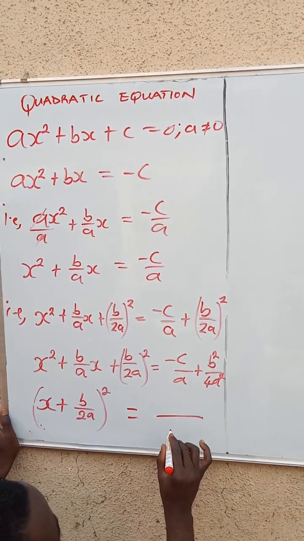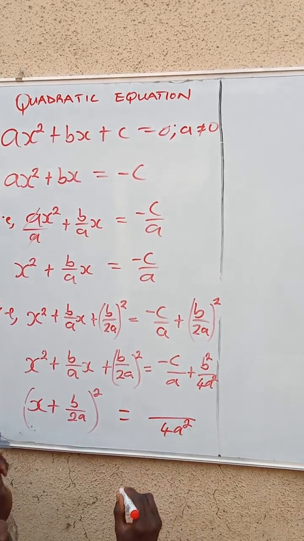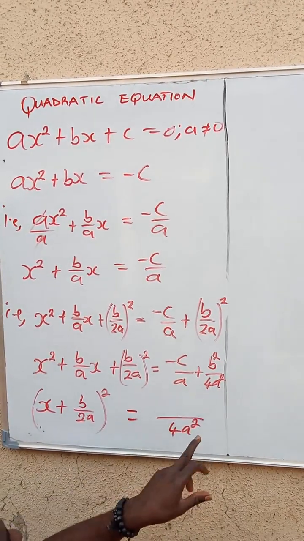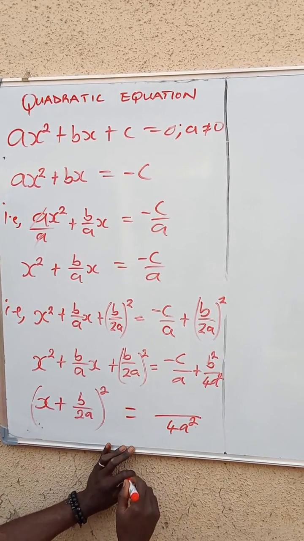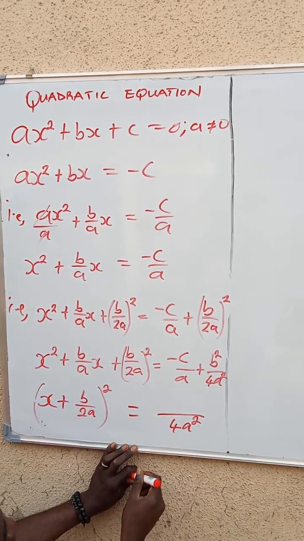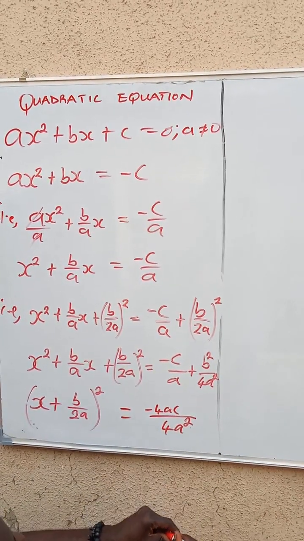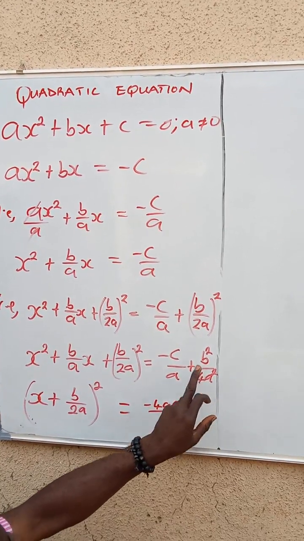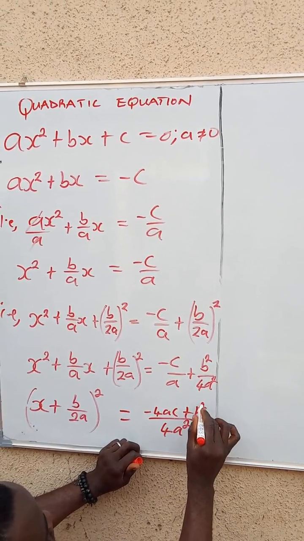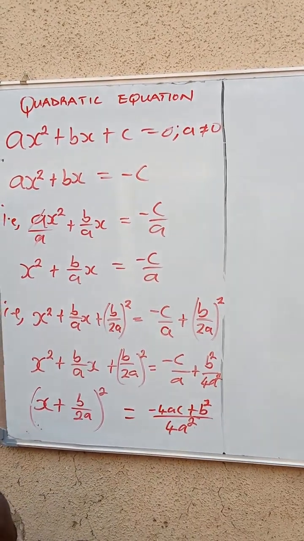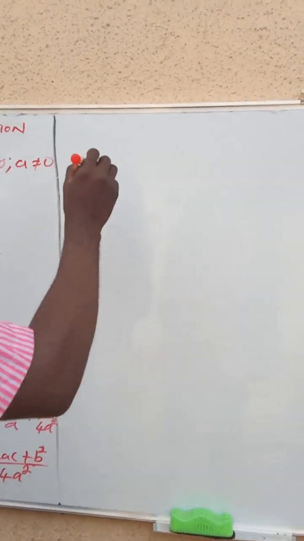So in this case, my LCM here is 4a squared. LCM of a and 4a squared is 4a squared. 4a squared divided by a, I have 4a. 4a multiplied by minus c, I have minus 4ac. Now 4a squared divided by 4a squared is 1. 1 times b squared is b squared. I have b squared. Good. Now, look at it here. I can write this thing like this.